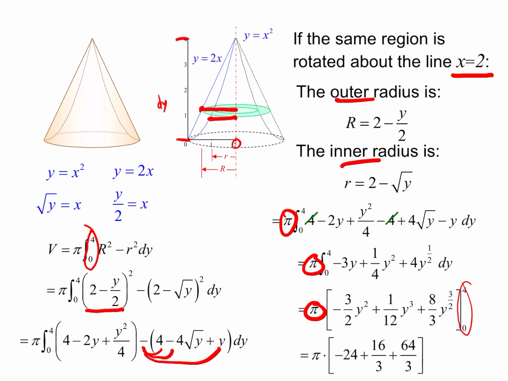There, they're plugging in 4. Plugging in 0, again, would get you 0, so they're not even going to do it. When you simplify that, you get 8 pi over 3. Yeah, that was a wicked one. Okay, that one's crazy. But be ready.